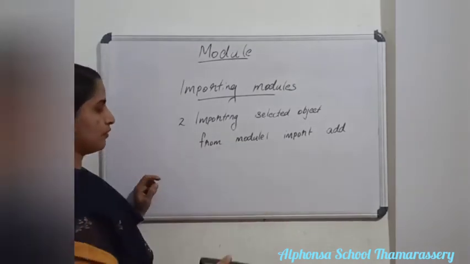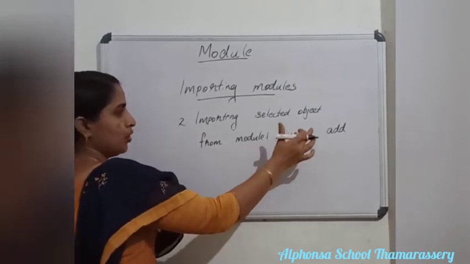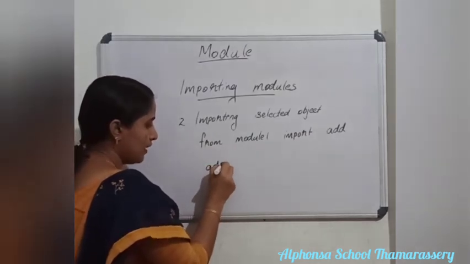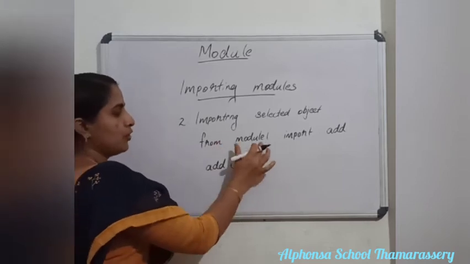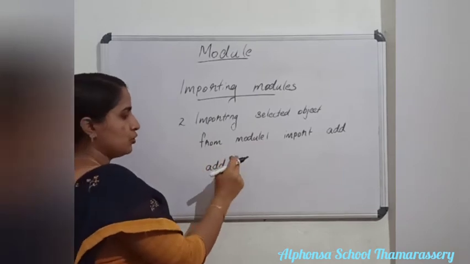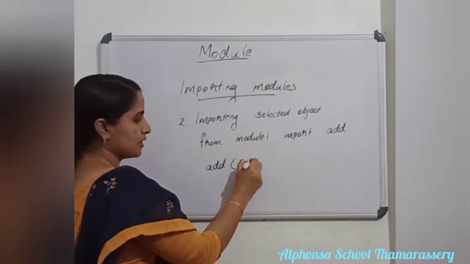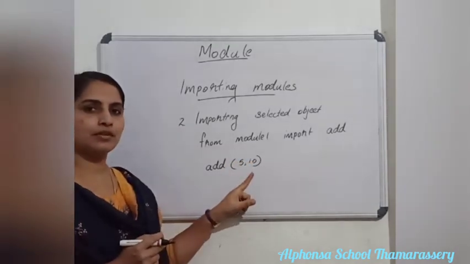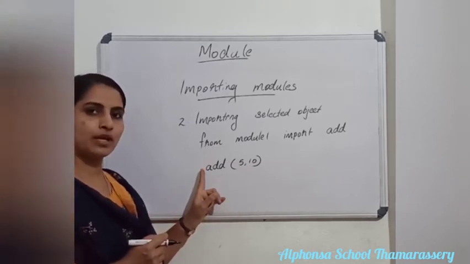Before moving to the second method, we can see this: from module 1 import add. Then in this program I can use only add. Then two values I have to pass, because inside module 1 I declared a member function add. There I use two arguments, so I have to specify two arguments here. This will execute. Why? Here I am not using any dot notation, and still this will execute.